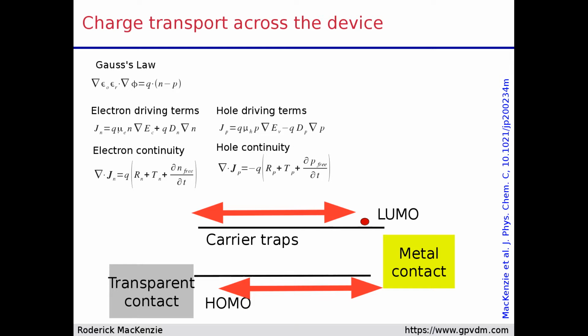To account for charge transport in the device, we solve the basic drift diffusion equations along with Poisson's equation. Poisson's equation, or Gauss's law, is here. We have the electron and hole driving terms, so those are just the drift diffusion equations, the continuity equations, and those are solved on a finite difference mesh across the device. There's a picture of the device, and we can account for charge movement from left to right across the device in both the LUMO and the HOMO.